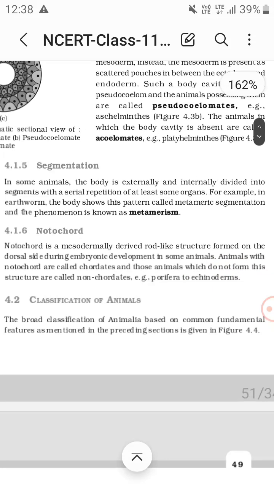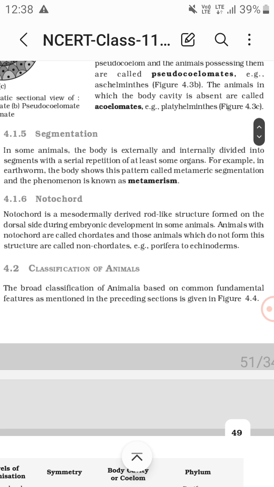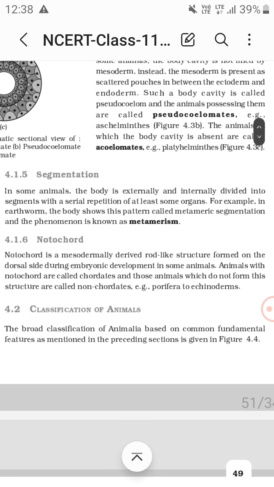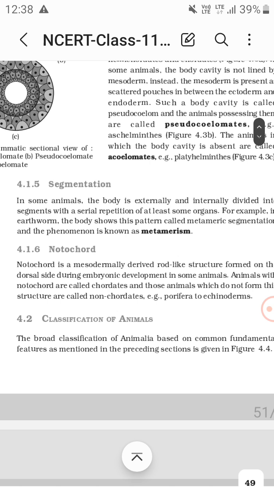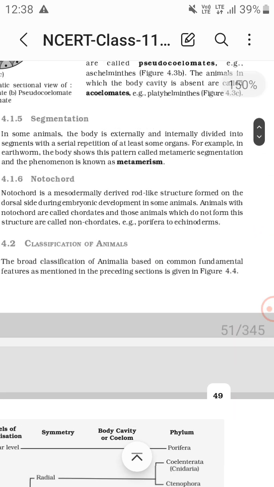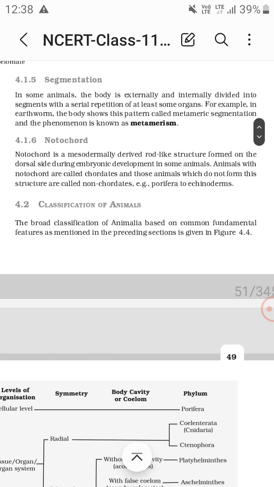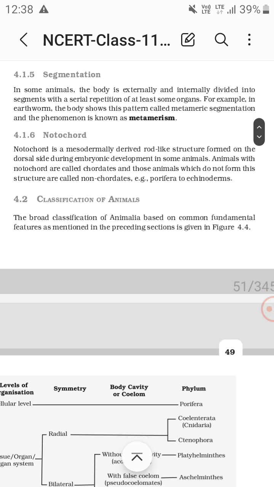Now segmentation, there is metamerism. What is that? For example, in earthworm the body shows this pattern. In some animals the body is externally and internally divided into segments with a serial repetition of at least some organs. That is metamerism. This pattern is called metameric segmentation.